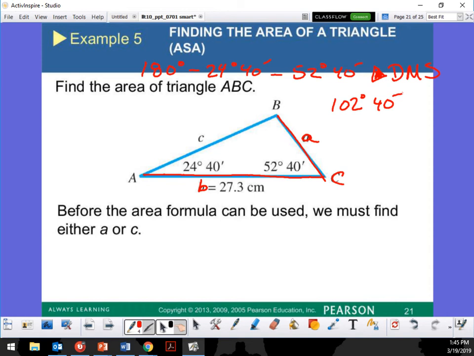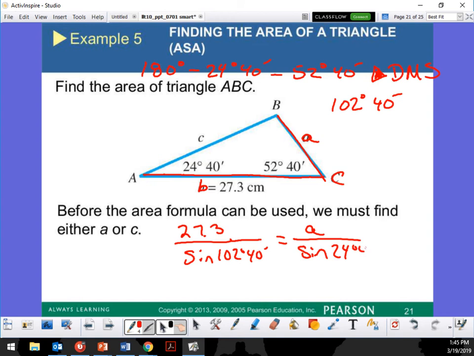So my law of sines says 27.3 over sine of 102 degrees, 40 minutes is equal to little a over sine of 24 degrees, 40 minutes. So I want you guys doing some button pushing right here. Which one's the 7? Push your button. 27.3, it's this. You can't do it that way. 11.67, but we're only using one decimal place, so it's 11.7.